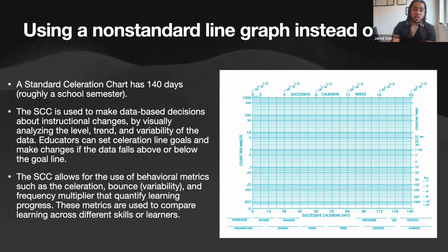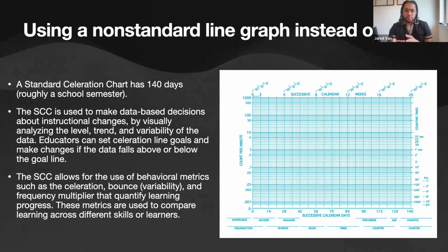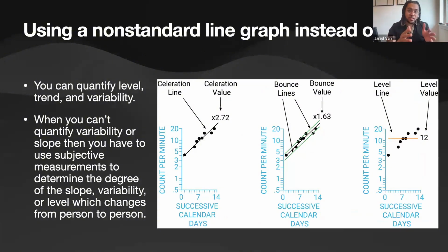The standard acceleration chart allows for the use of behavioral metrics such as acceleration, bounce or variability, and frequency multipliers that quantify learning progress. These metrics are used to compare learning across different skills or learners. And let's look at those metrics. With the standard acceleration chart, you can quantify level, trend, and variability. You can quantify the level with level value, trend with acceleration, and variability with bounce.